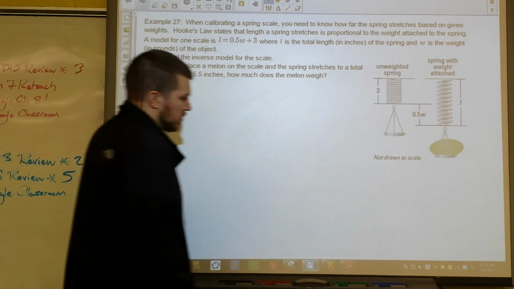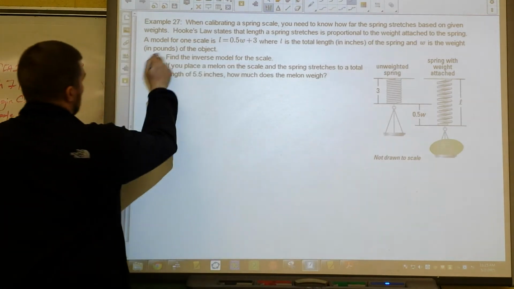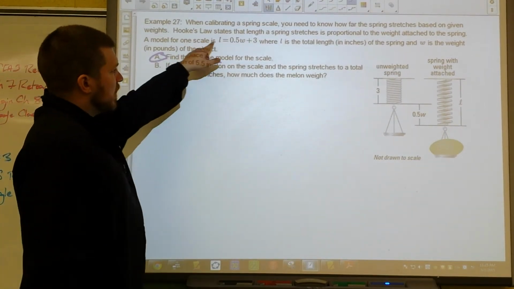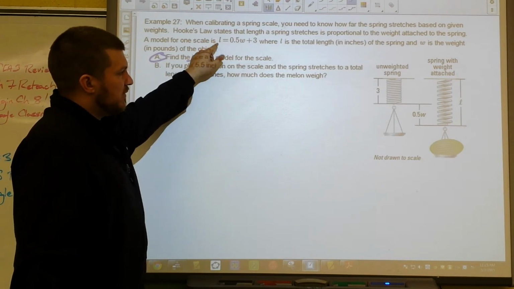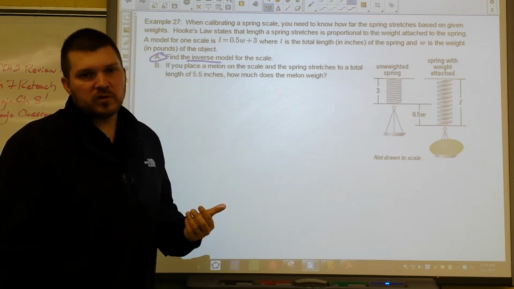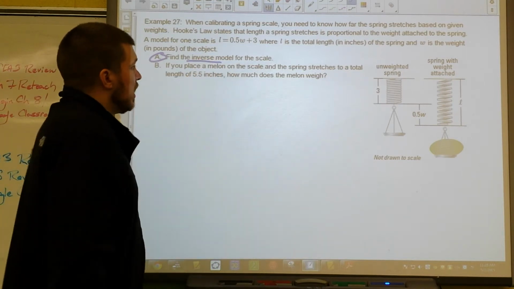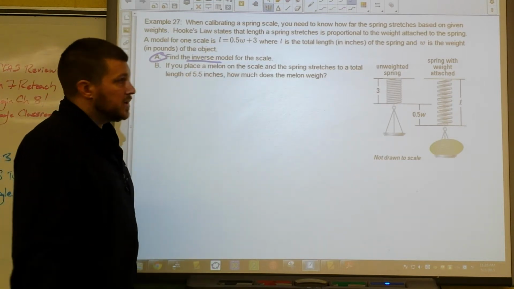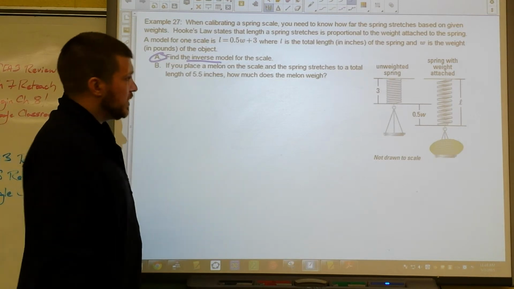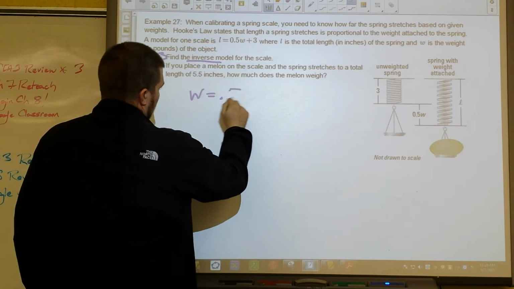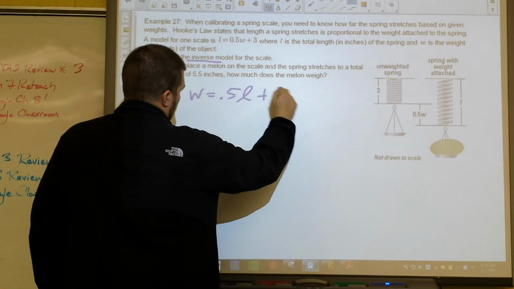So let's do part A first. I'm going to do part A in blue. Find the inverse model. So I don't have X and Y this time, I have L and W. So again, to do the inverse, before we said switch X and Y, so this time I'm going to switch L and W. So literally everywhere I see an L, I'm going to put a W, and everywhere I see a W, I'm going to put an L. Alright, so I have W equals 0.5 L plus 3.